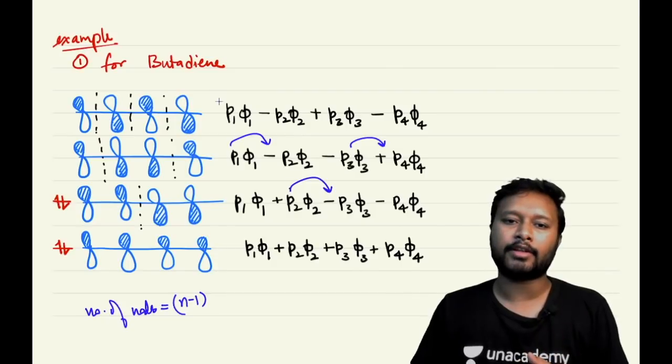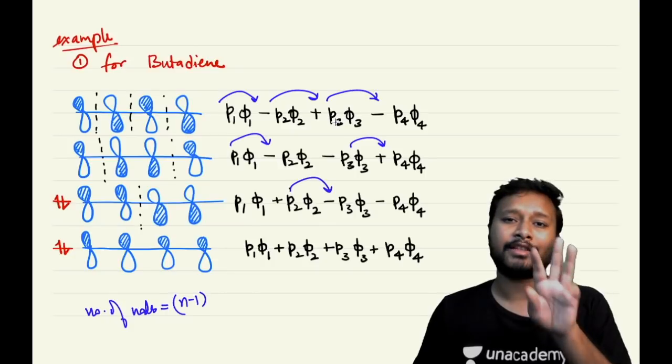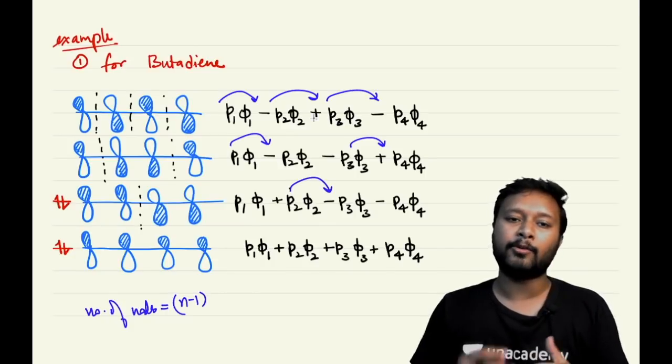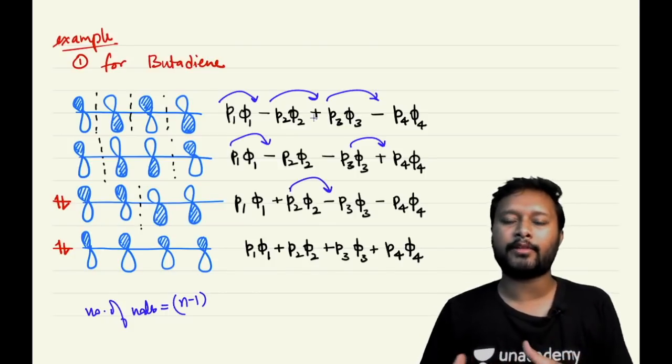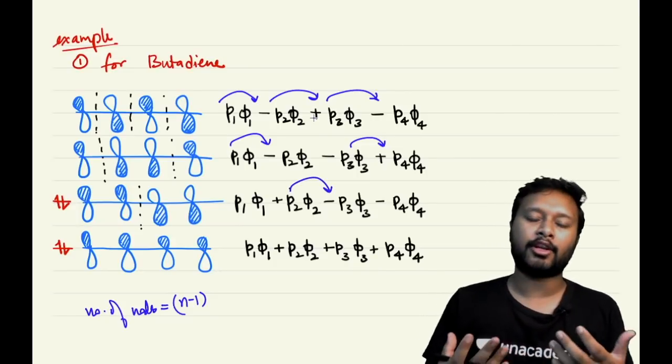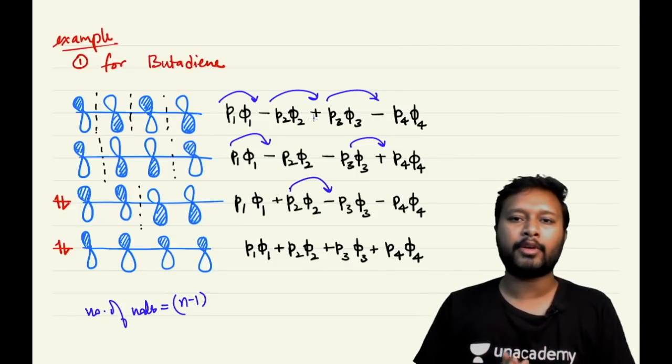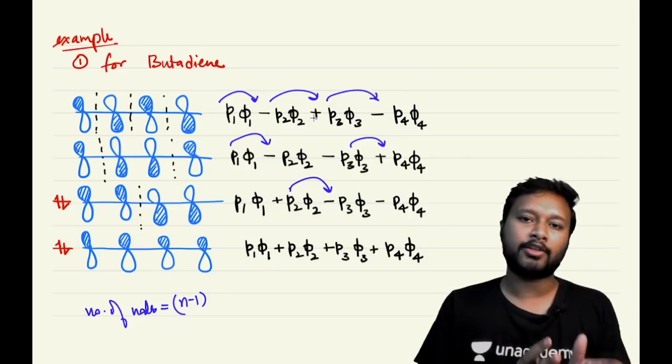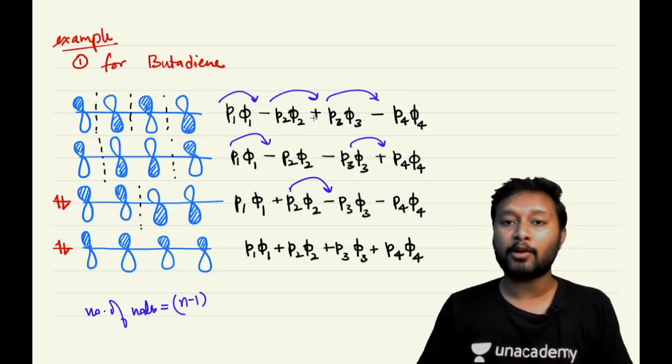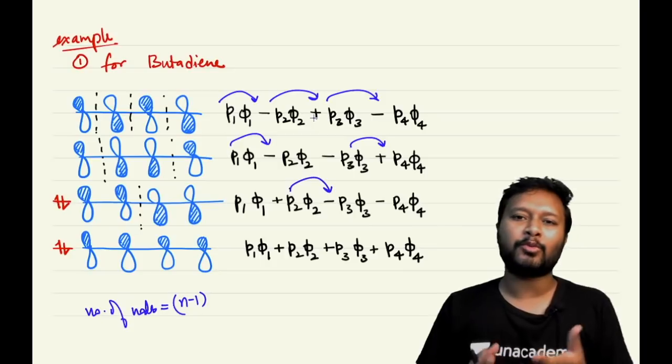And for this one, the sign has changed once, then twice, and then thrice. So the sign has changed 3 times, so 3 nodes are there. So just by looking at how many times the sign has changed, you can find the number of nodes in that particular orbital, and with that you can find which energy orbital it belongs to. And if you found that, you can tell whether it is HOMO, LUMO, or what.